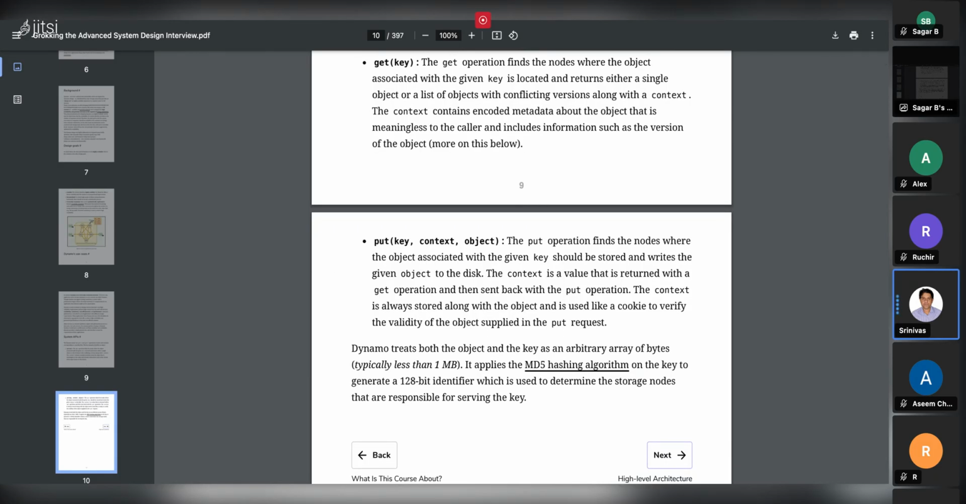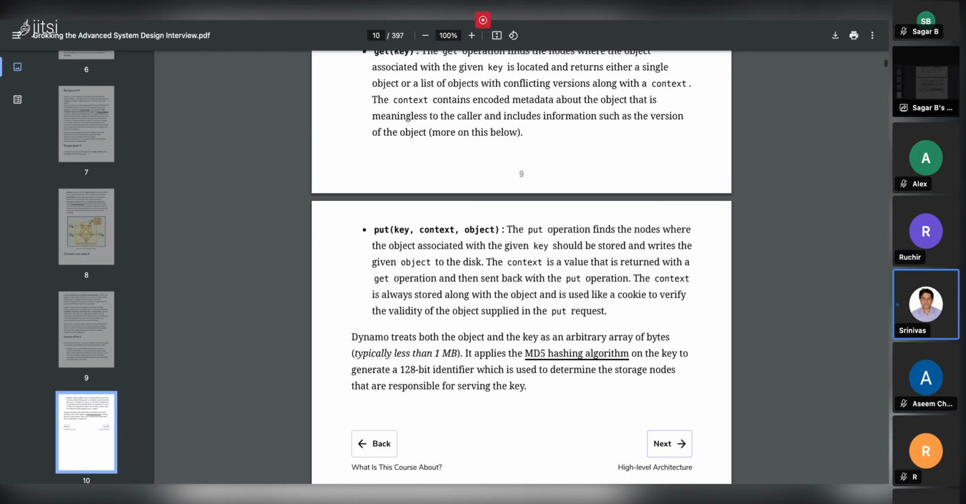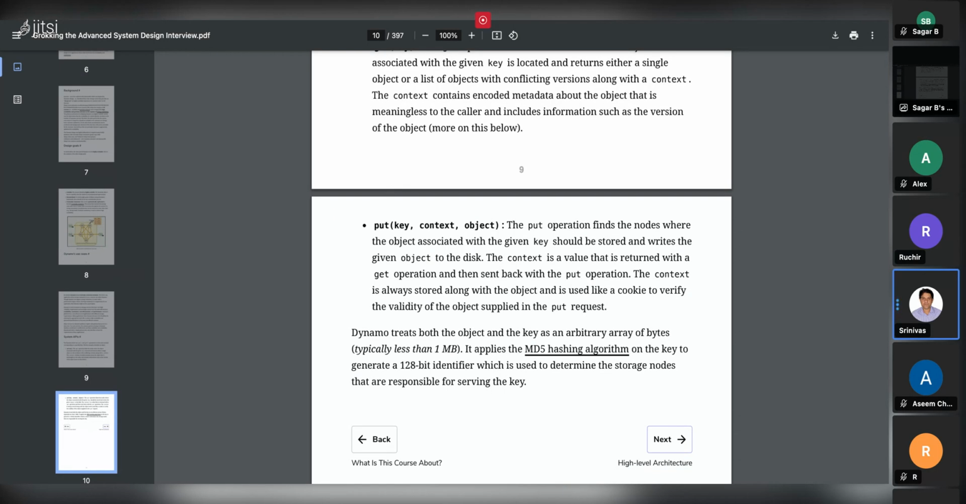It should store and write the given object to the disk. The context is a value that is returned with a get operation and sent back with the put operation. The context is always stored along with the object and used like a cookie to verify the validity of the object supplied to the put request.